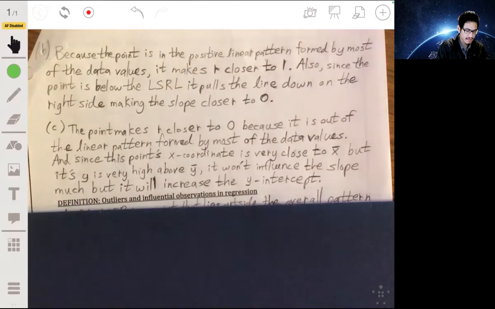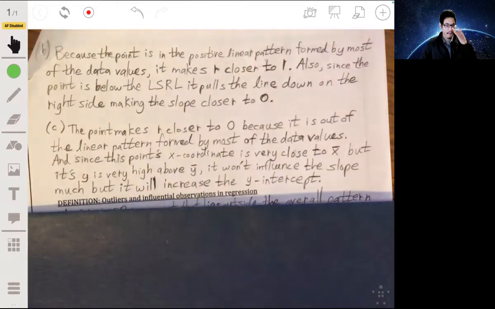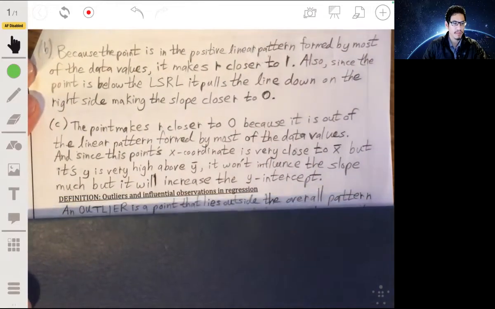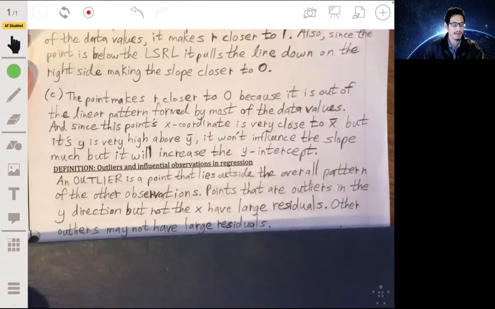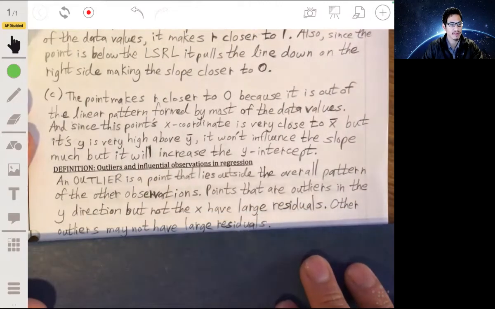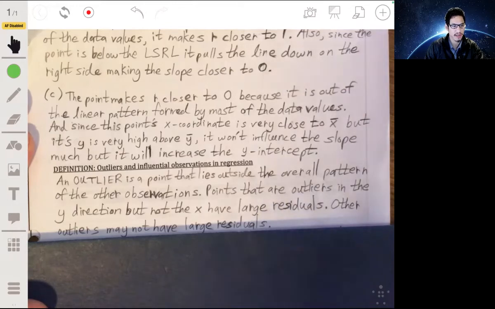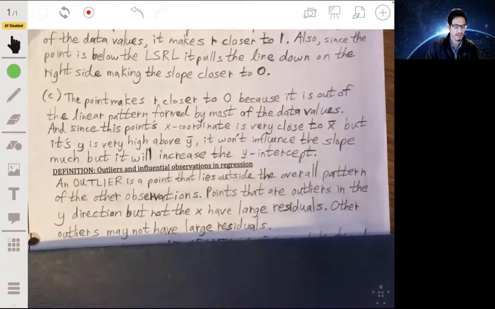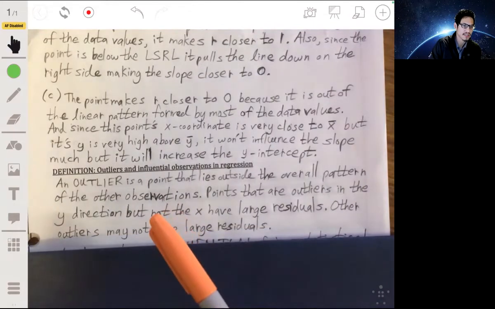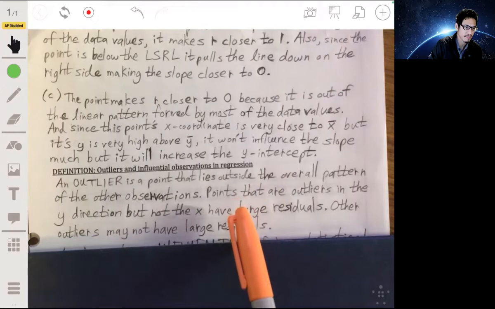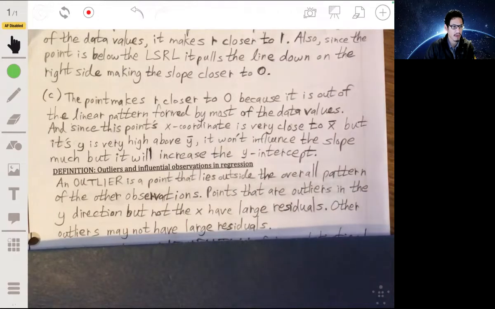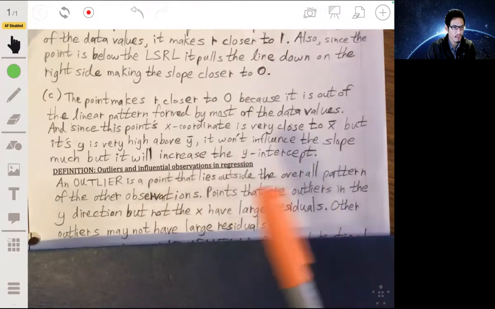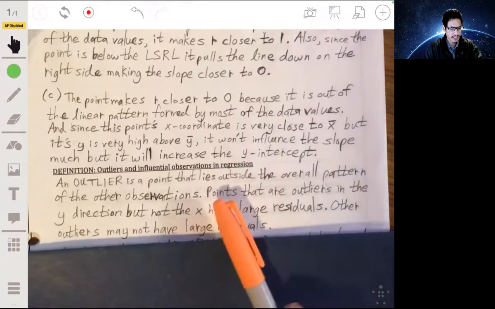So after we write that down, let's look at these next two definitions that this problem basically gets at. You notice I'm using this word influential. When we're talking about scatter plots, we have outliers, and we have outliers that could be influential. Typically an outlier is a point that lies outside the overall pattern. You could have points that are very far in the y direction but not x, or very far in the x direction but not y.